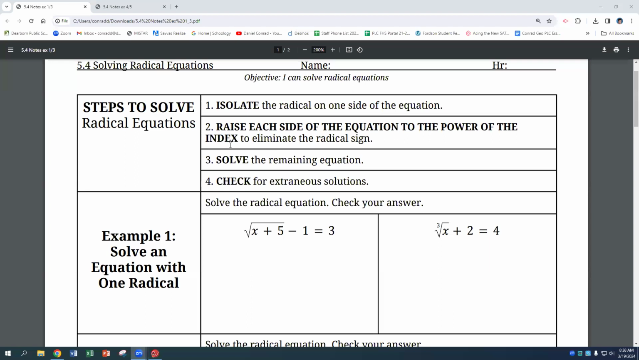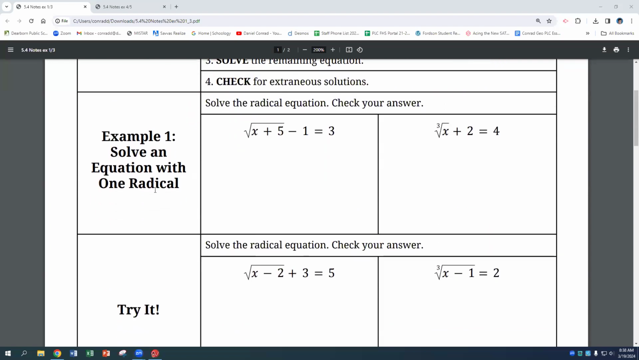So the first one's solve an equation with one radical. What we want to do is get the radical by itself, and then we want to square both sides, or in the case of a cubed root, we want to cube both sides.